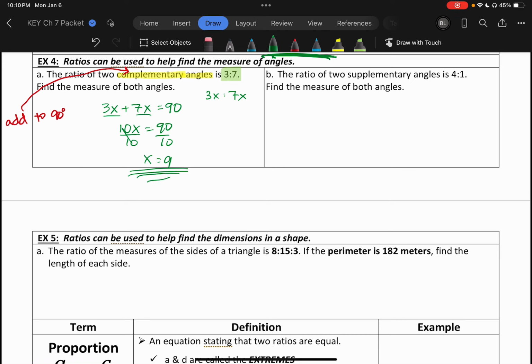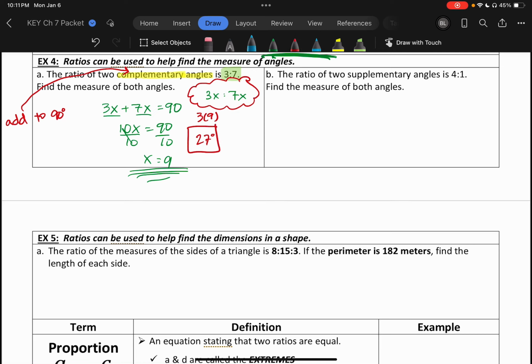Right? But this question was asking you to find the measure of both angles. Well, pay attention to what we have right here. Here's the ratio that represents both angles. If one of those angles is 3x, then this would just be 3 times our x value of 9. So that would give us 3 times 9 is 27. So one of those angles is 27 degrees.